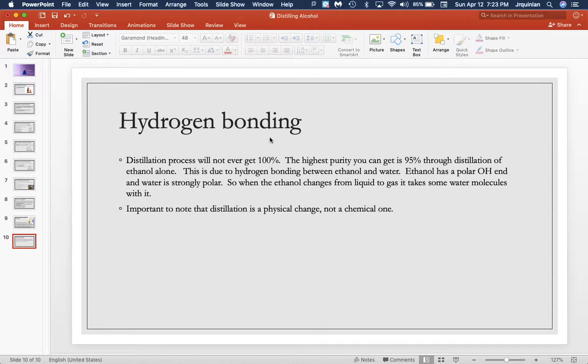Now, an important thing I want to mention is even just using distillation, the process will never get 100% of the alcohol. The highest purity you can get is 95% ethanol alone, and this is due to hydrogen bonding between the ethanol and the water. So even when you convert all the ethanol into gas and steam, some water gets trapped because both of them are polar. It's also important to note that this is a physical change, not a chemical one. You're just changing from a liquid state into a gas and back to a liquid. You're not actually changing any of the chemicals themselves.